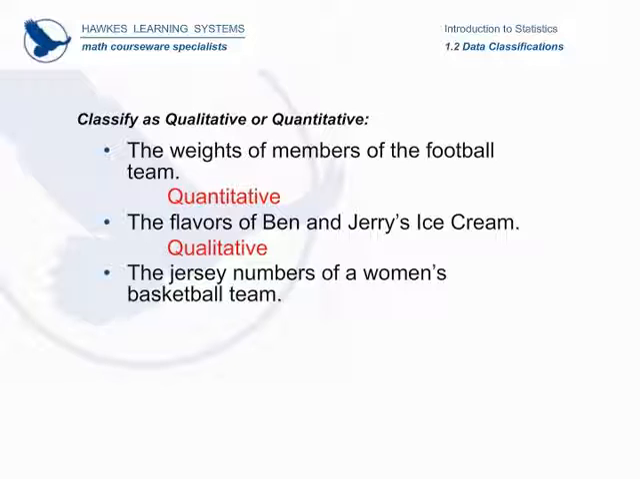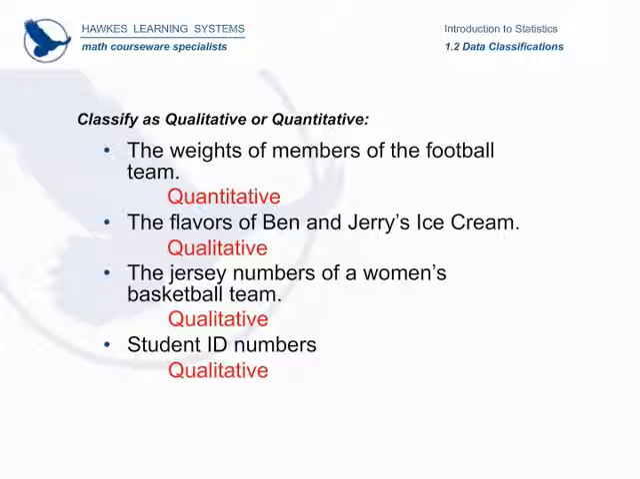The jersey numbers of a women's basketball team. That would also be qualitative data because the jersey numbers are used simply to identify the woman on the basketball team. What about student ID numbers? That would also be qualitative data because the student ID numbers are simply meant to identify a particular student.